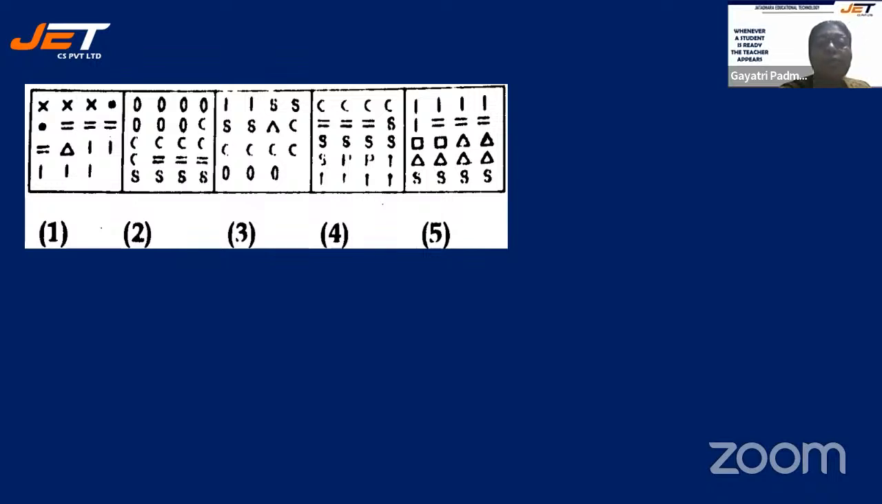You have a lot of small things. Option 1, 2, 3, 4, and 5. So which one is the odd one out? Which one is the odd one out? This question definitely deserves 30 seconds. I'm sure you will be able to do it.